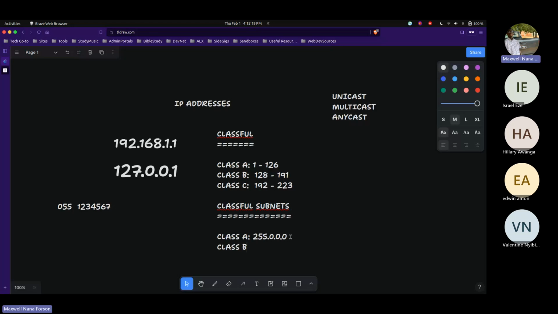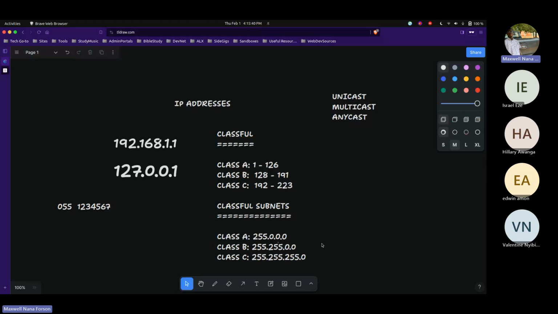But for now, let's not really worry about the details yet. Then class B has this subnet mask. And you would probably also assume that since it's following a pattern, class C should also have this subnet mask. So usually you will see IP addresses within this range.